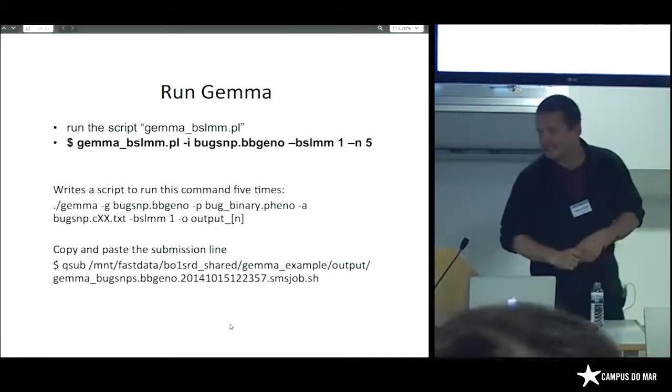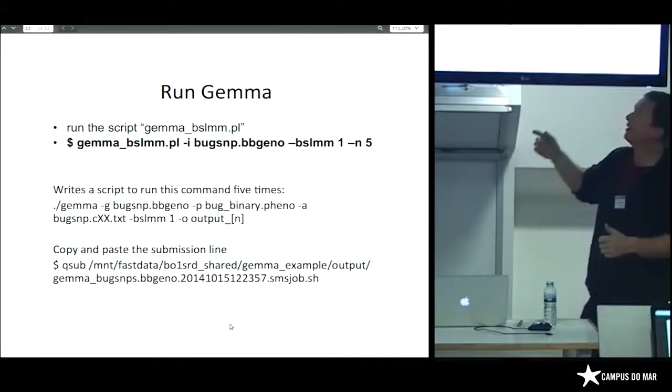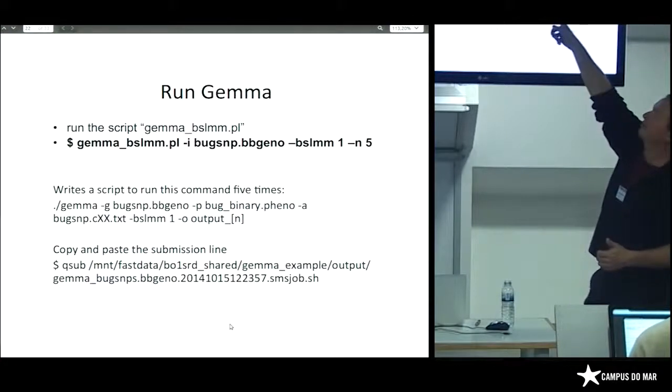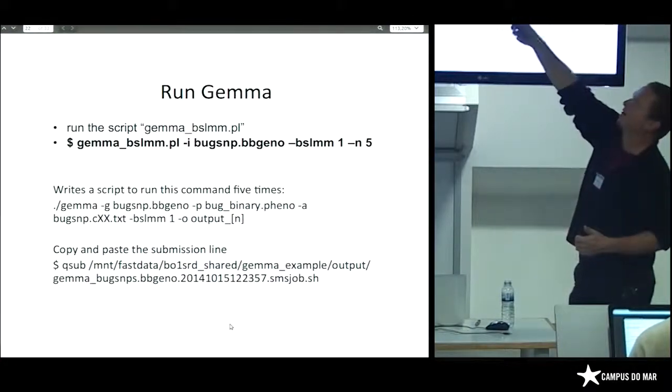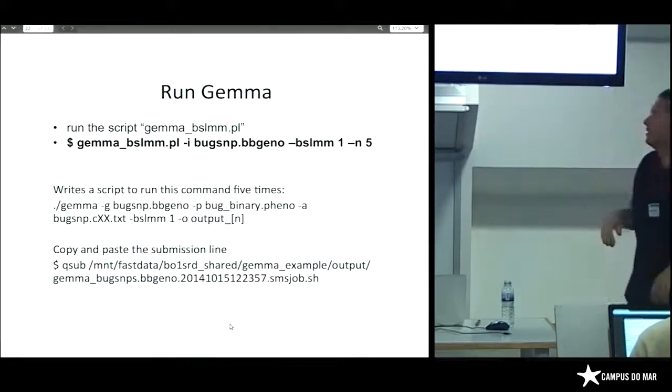Okay, the next thing it did was actually to write a script that would run this command. Because I told it 5, it runs this 5 times. And if you told it 10, it would run it 10 times. Or if you wanted to run 100 chains, you could run 100 chains.